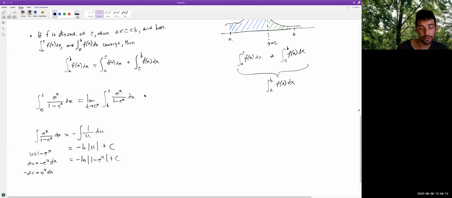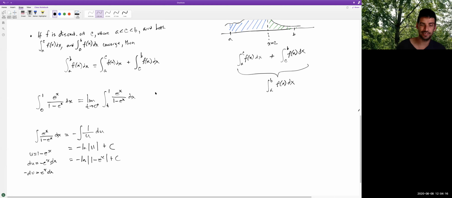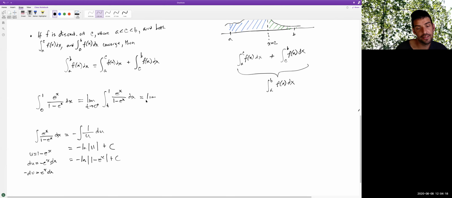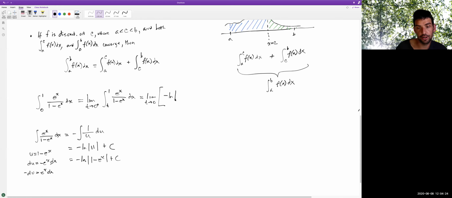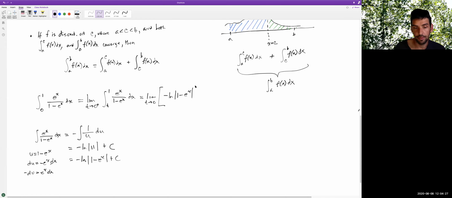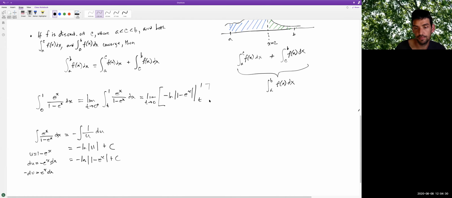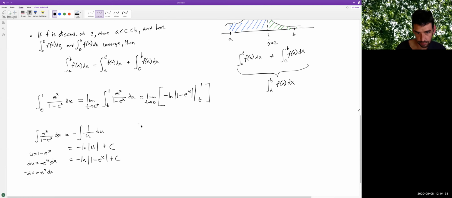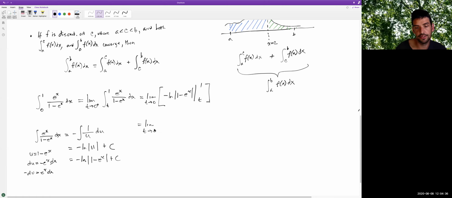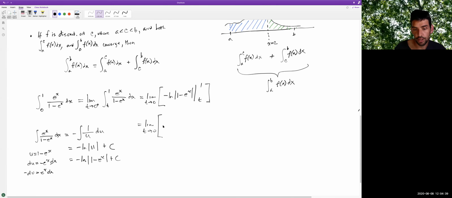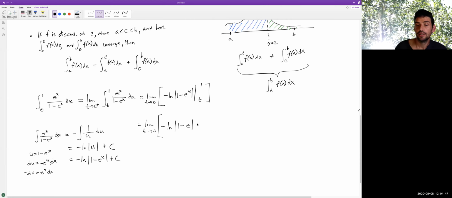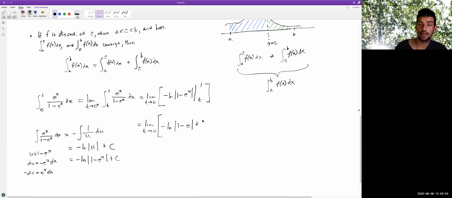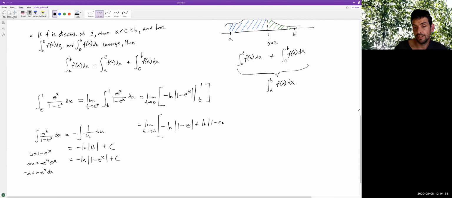All right, so now I have an antiderivative. I'm going to use that in here. I don't need to go through all that work again. I also am not going to include the plus C because we're evaluating it. So I have the limit as t goes to 0. My antiderivative that I just found is negative natural log of the absolute value of 1 minus e to the x, and we're evaluating it from t to 1. So when I put in 1, I get negative natural log of the absolute value of 1 minus e, plus the natural log of the absolute value of 1 minus e to the t.